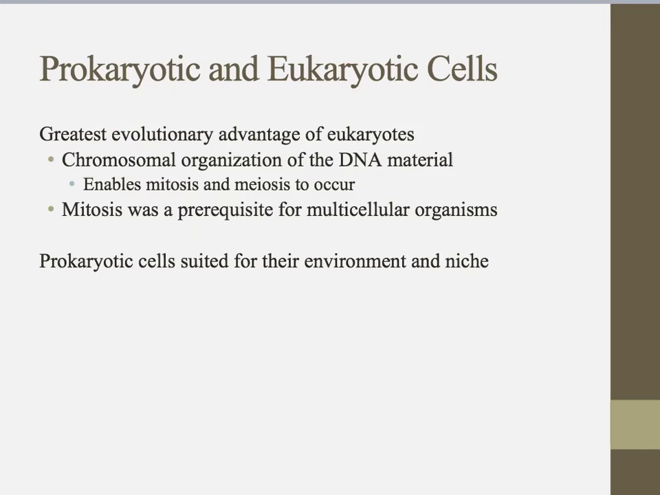Alright, eukaryotic cells are more complex than prokaryotic cells. This complexity gives eukaryotes an evolutionary advantage. The chromosomal organization of the DNA material enables mitosis and meiosis to occur. This is cell division, which leads to genetic variation. Mitosis is a prerequisite for the evolution of multicellular organisms. So remember, we talked about how eukaryotic cells divide and make new cells. We also talked about how when you pass on your genes, you only pass on half, and this allows for a greater variation. We talked about this in the 7th grade.